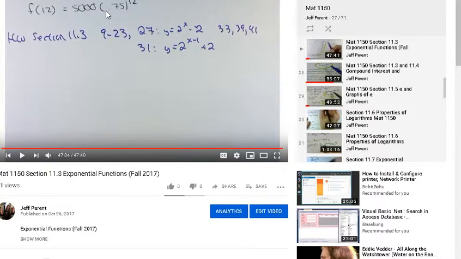Let's try problem number 28. y equals e to the x minus 2. Hopefully you remember a little bit of our work with shifting graphs of the exponential. This one's not going to be any different. How's the minus 2 going to affect our graph?